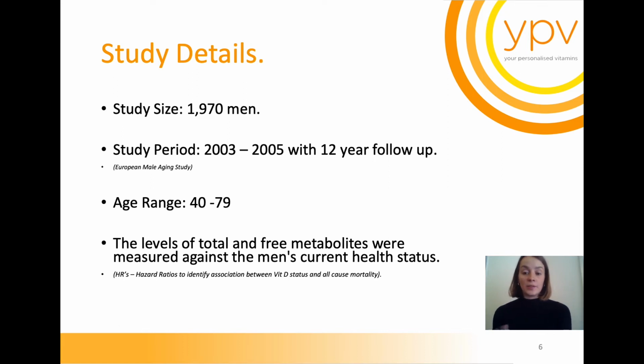And then they were given a value. So each value was then given a HR ratio and measured against the men's current health status. So what we mean by that is adjustments were made for confounding factors, including age, BMI, smoking status, and self-reported health. So each value was then given a hazard ratio depending on those adjustments.